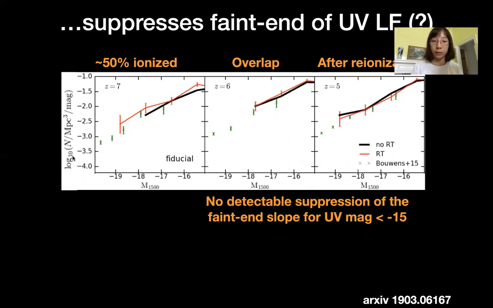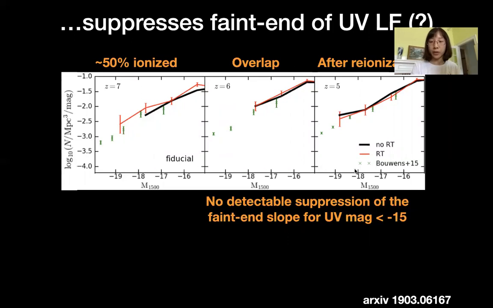The black lines are the luminosity functions without radiative transfer, so there is no reionization or no photoheating. The red lines are the luminosity functions with radiative transfer, so there is reionization happening and there is photoheating. However, when you compare the lines of these different colors, you see that the suppression in the faint ends due to photoheating feedback is really hardly detectable, at least for UV magnitudes brighter than -15.